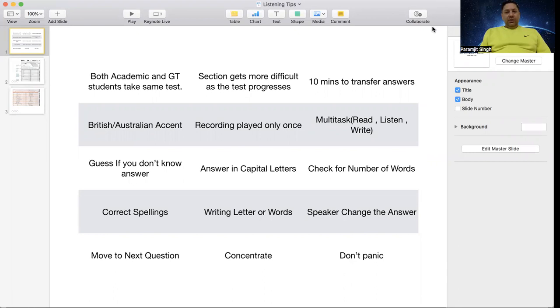Now, there are two types of IELTS test. If you are giving the paper-based one, then it is 40 minutes: listening, and 10 minutes for transferring your answers. So 30 minutes of recording will be played. Total is 30 plus 10, 40 minutes.